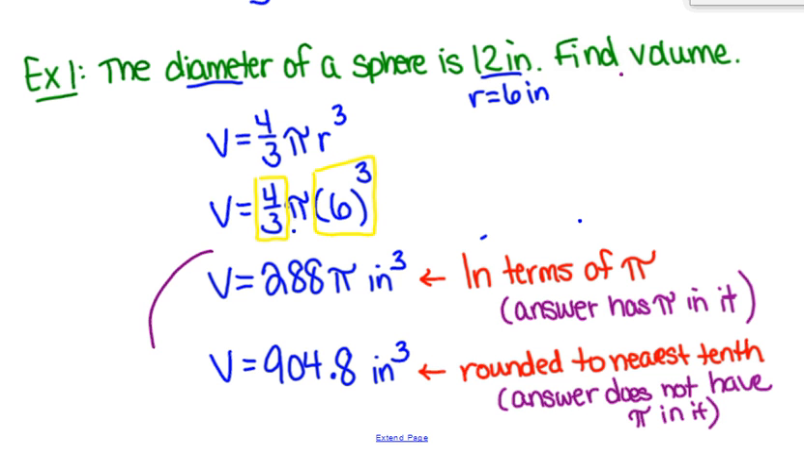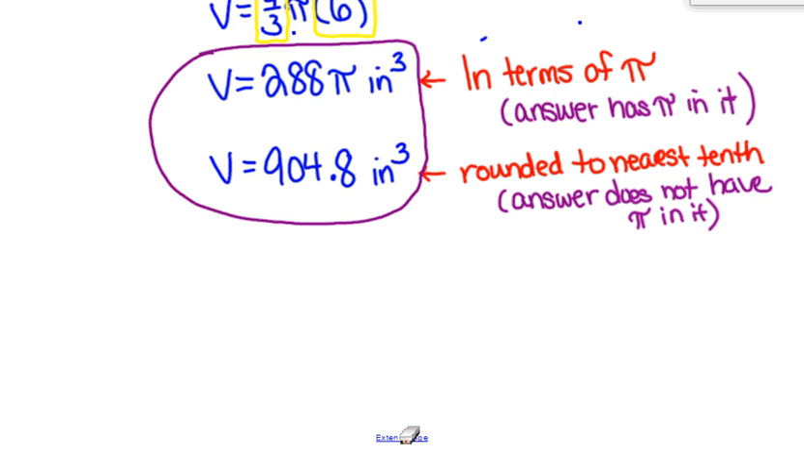So just be aware, you have to be a very good, careful reader and read the instructions carefully. If they ask to leave your answer in terms of pi, make sure your answer has that pi in it. If they ask for you to round your answer, then you're going to plug pi into the calculator and round. All right, that was fun. Let's take a look at one more.